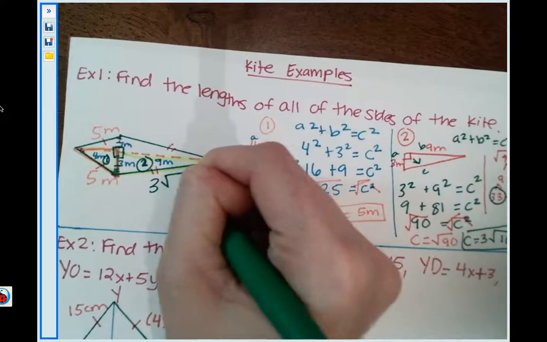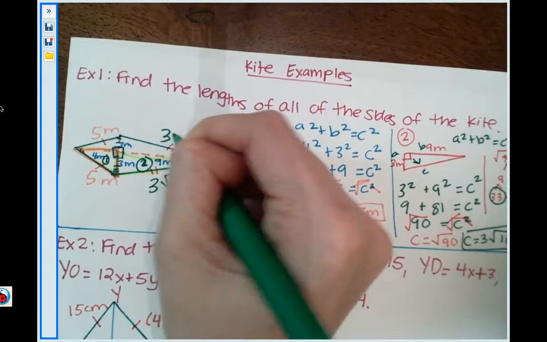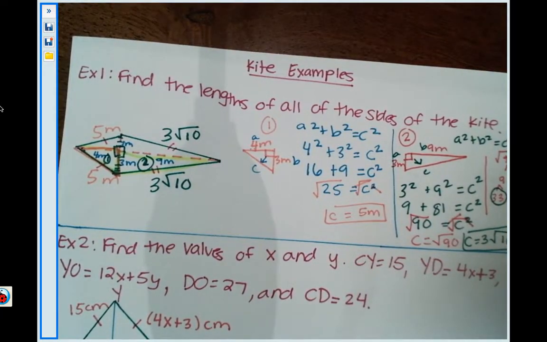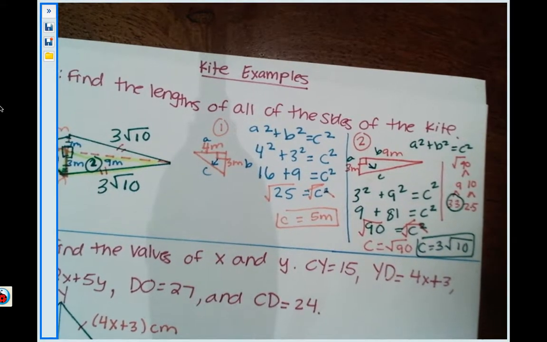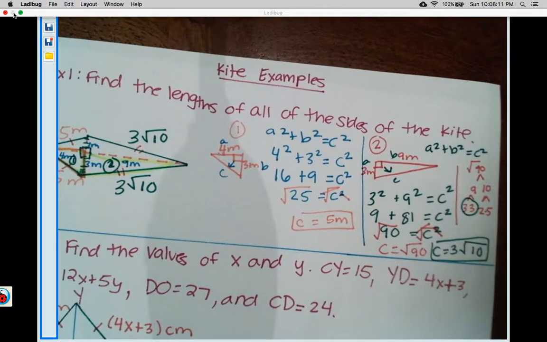So this side is 3 root 10 as well as this one. We just found all the lengths of all the sides of the kite. Heck to the yes.